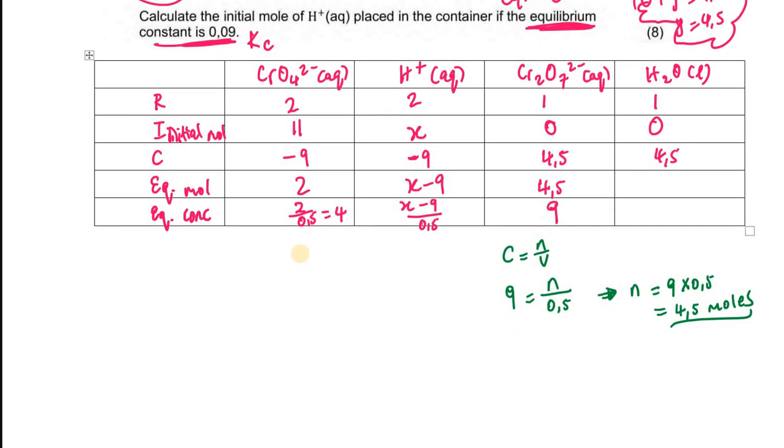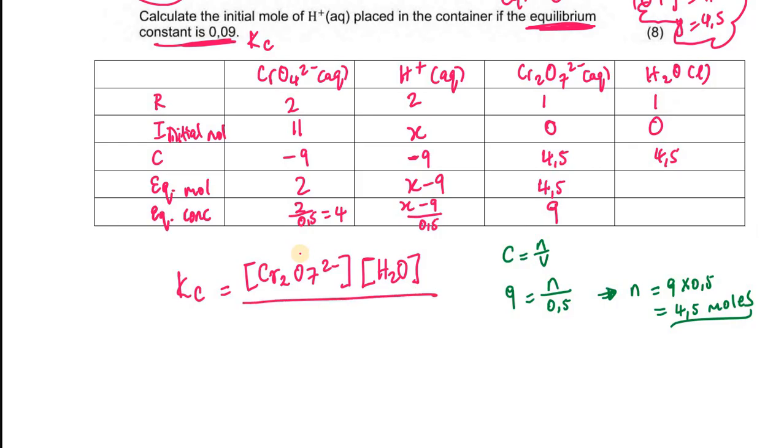We can go to this equation here. So we can say Kc is equal to the concentration of Cr2O7 2 minus, and then the exponent is gonna be this ratio there, which is 1. And then same thing for H2O, the exponent is gonna be 1.